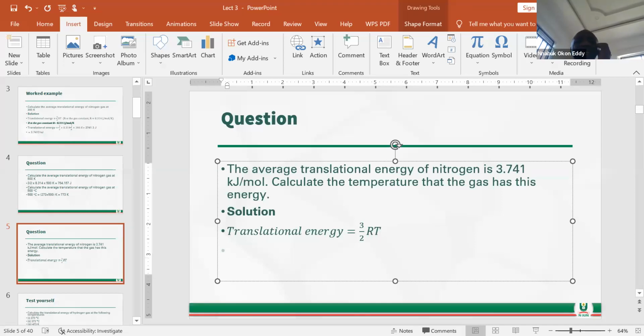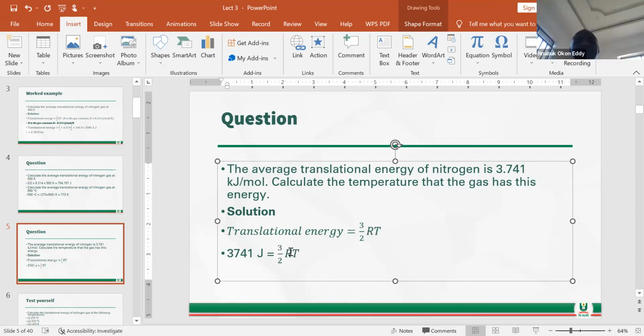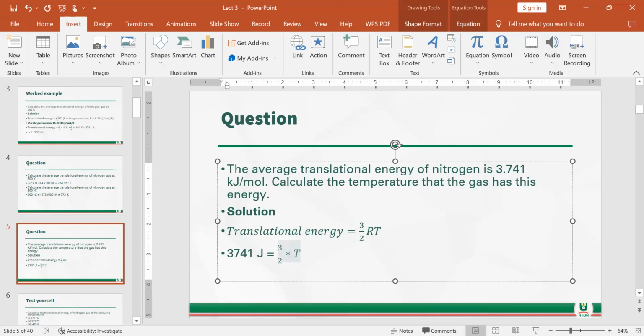So that means the value here is 3.741. So when you multiply that by 1,000, that gives you 3741 joules is equal to 3/2 times... Sir, I'm just joining the class. I don't know how you get this.